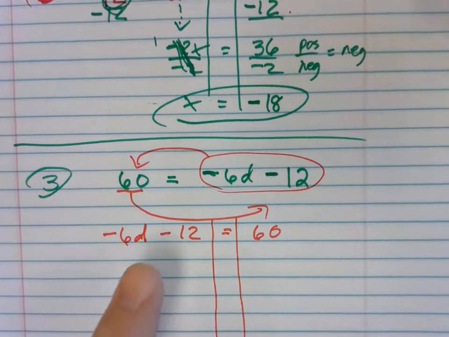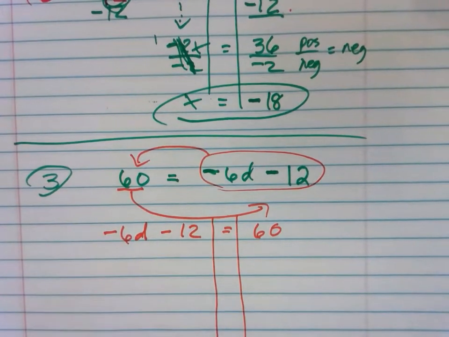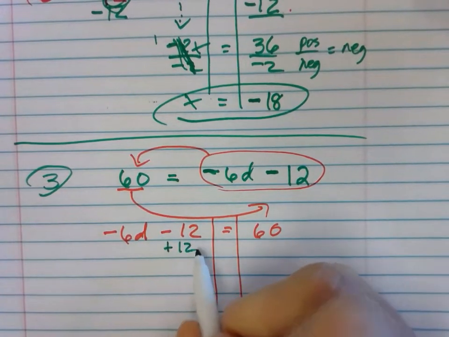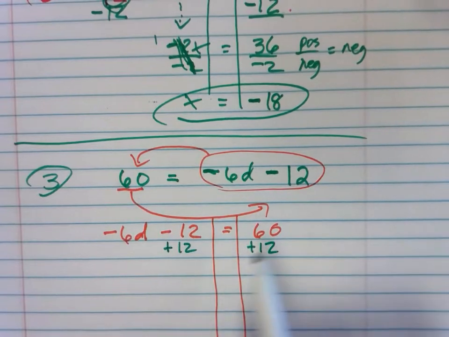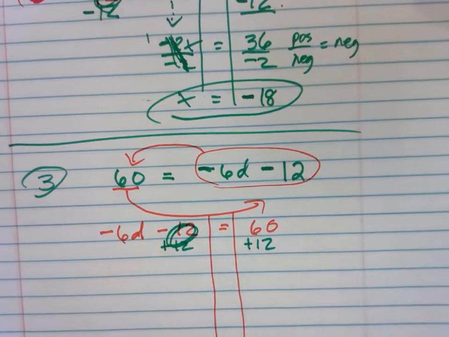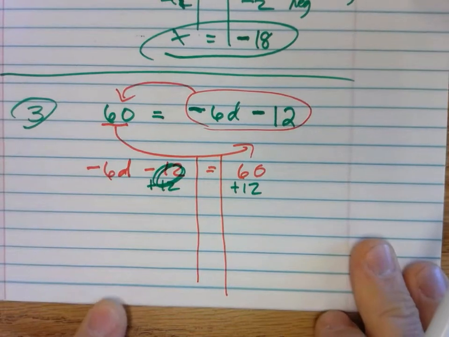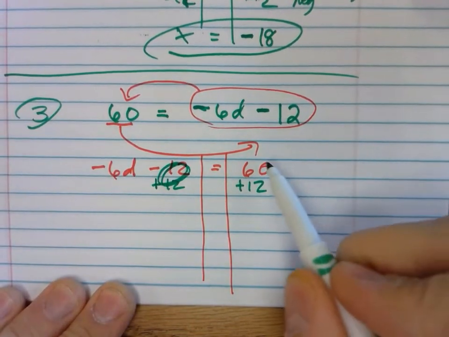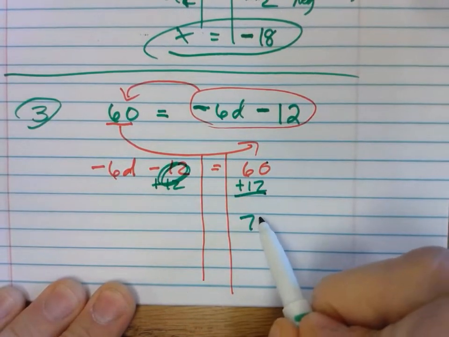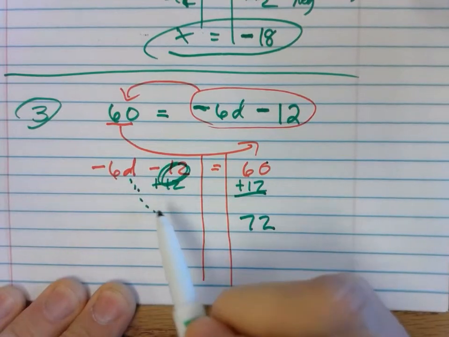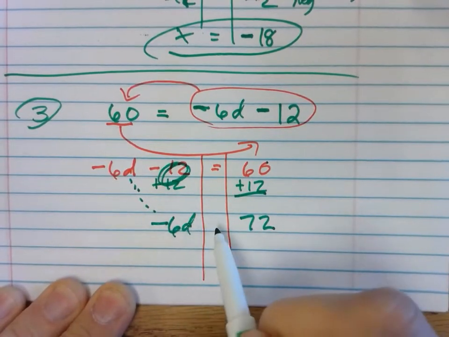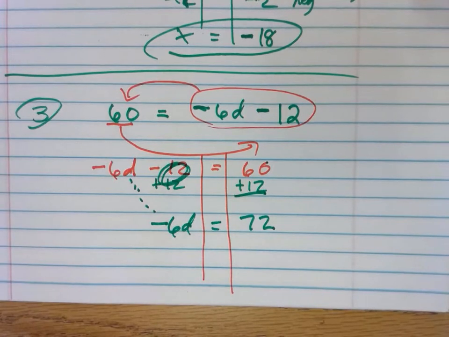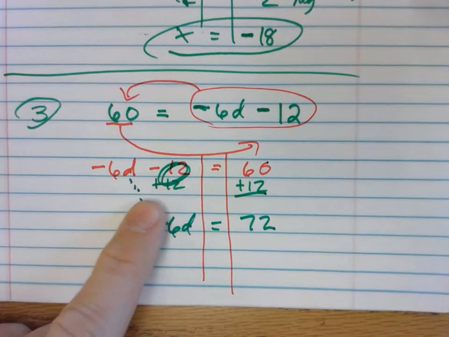Okay? So to cancel out the negative 12, of course, I'm just going to add 12. So I'll add 12 to the left, add 12 to the right. The 12s right here cancel out. Of course, they make a 0 pair. Hopefully you can see that okay. And then, of course, 60 plus 12 would be 72. Drop my little negative 6d down here, so bring down the negative 6d. All right, so my step one was to add 12 to both.